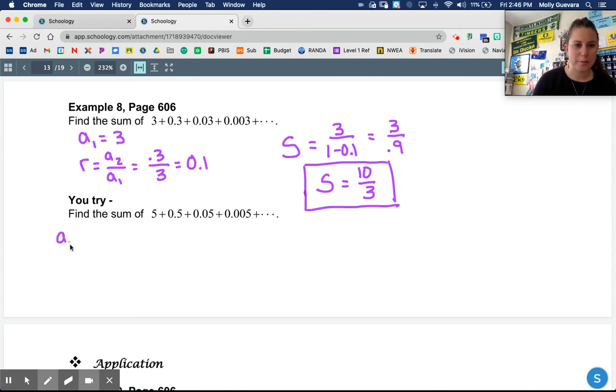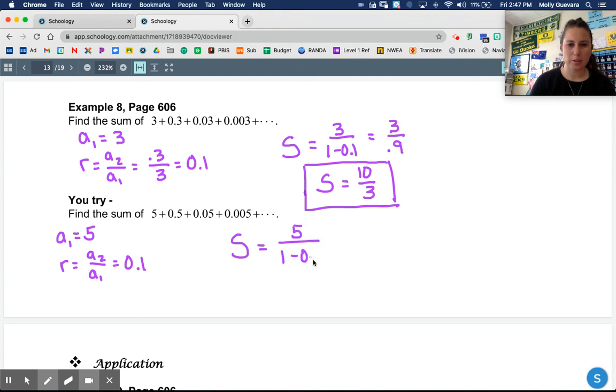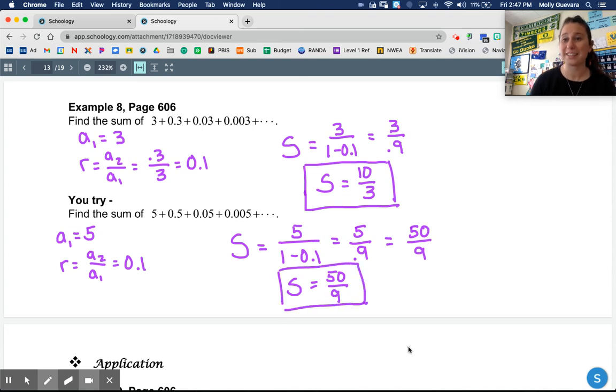Okay, so my first term here is 5. And my R, if I take my second term and divide it by my first term, I get, again, that my R is 0.1. I promise it's not always the same, okay? So my sum is going to be equal to my first term divided by 1 minus 0.1. So I get 5 over 0.9. And if I do that little trick on the calculator, I get 50 over 9. So the sum of this series is getting closer and closer to 50 over 9.